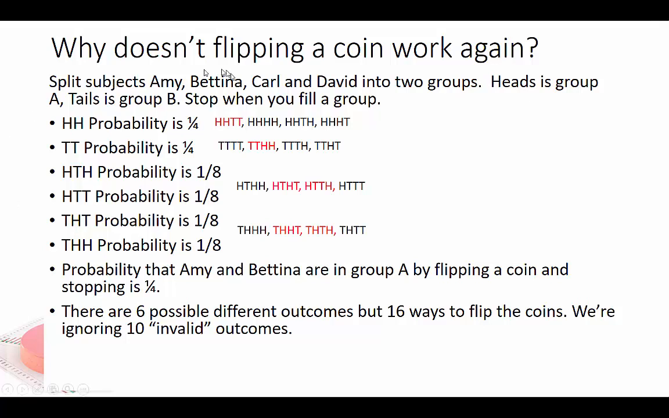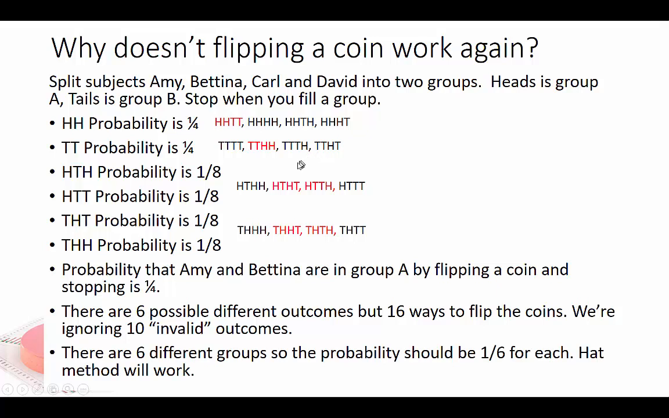And when I'm doing that, you see this red one is what I'm representing with the group, but I'm ignoring all of these outcomes. I'm ignoring heads, heads, heads. So when I do this with flipping the coin, my probabilities aren't matching well because heads, heads could mean any one of these 4. There are 6 different groups, so the probability should really be 1/6 for each. So that's why flipping a coin doesn't work when you're trying to split groups. The probabilities are not going to be the same for every group.